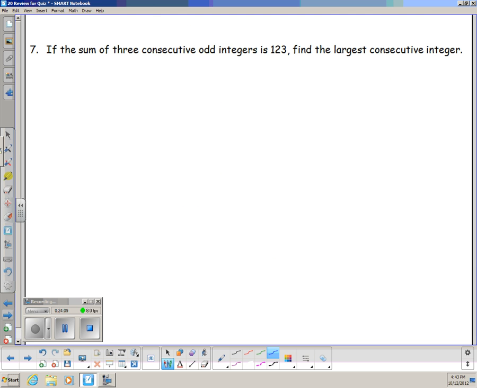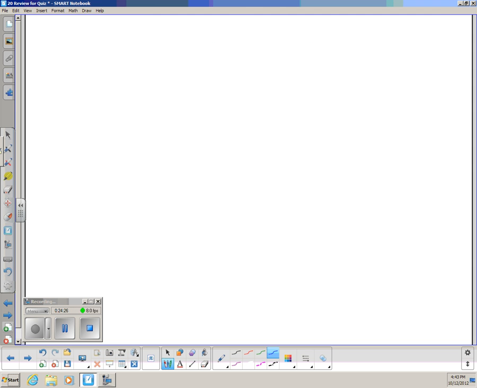Number 7 says if the sum of 3 consecutive odd integers is 123, find the largest consecutive integer. So, by the way, this probably should say odd. Find the largest consecutive odd integer. But before we do this problem, I want to do a little side note about odds and evens.